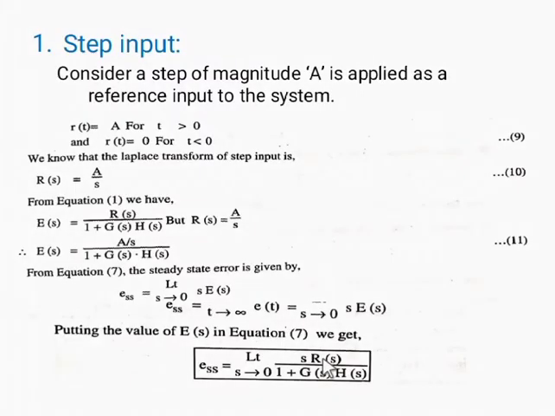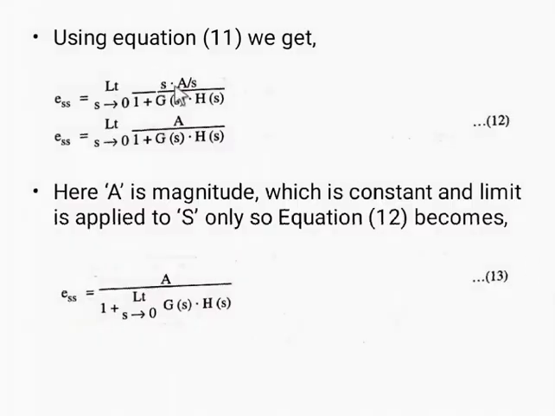Now Rs equals A by s. If you put the value of Rs equal to A by s, then the steady state error equals limit s tends to 0 of s times A by s divided by 1 plus GsHs. So this s and this s will be cancelled out. The final equation of steady state error Ess equals limit s tends to 0 of A divided by 1 plus GsHs, where A is the magnitude of the step input signal, which is a constant.